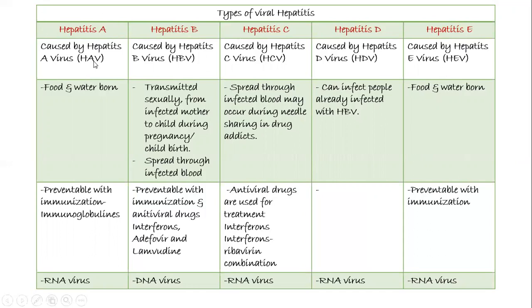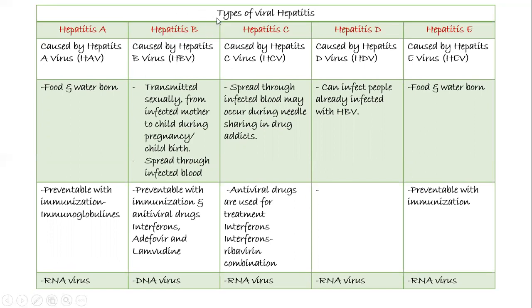Hepatitis A is caused by the hepatitis A virus, also called HAV. Mostly, hepatitis A is a food and waterborne disease. That is, if the stools of a person suffering from hepatitis A get mixed with potable water, then whoever consumes that water is going to contract this disease. Hepatitis A is preventable with immunization, and mostly immunoglobulins are used for the same. It is caused by the hepatitis A virus, which is an RNA virus.